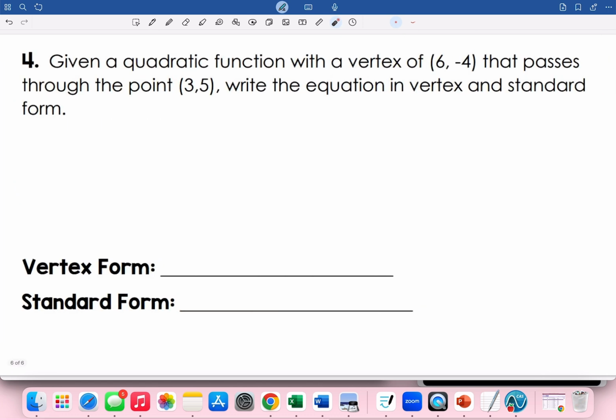Okay, last question, number 4. Given a quadratic function with a vertex of (6, -4) that passes through the point (3, 5), write the equation in vertex and standard form. So here it wants us to do both.